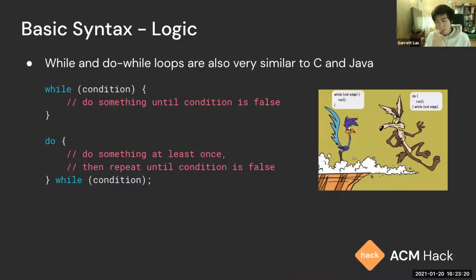So next up, we have while and do while loops. Again, this is very similar to C and Java. So while condition, basically we run whatever code is in here until this condition is false. So while this condition is true, we run this code. Do while is basically the same thing, except that we run the code at least once. The difference is kind of subtle. Theoretically, if you copied this code inside this block and pasted it up here, it would do the same thing. So yeah, pretty simple so far.